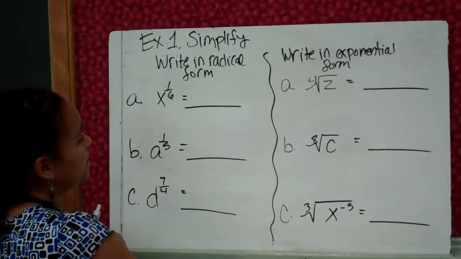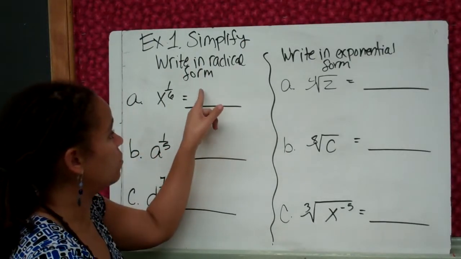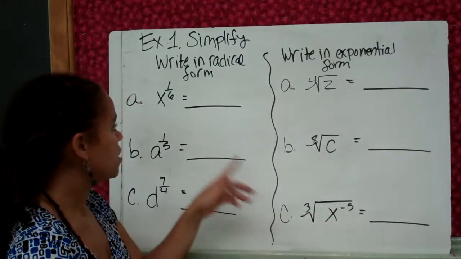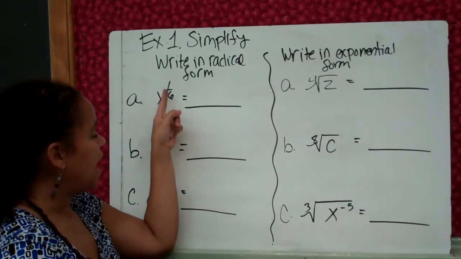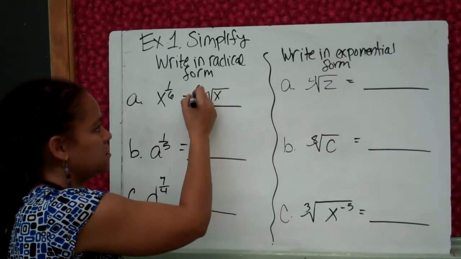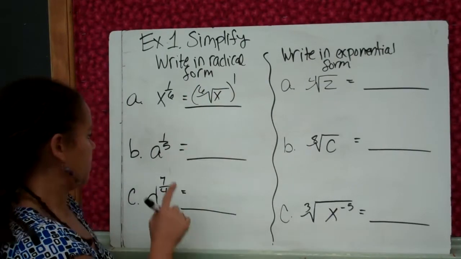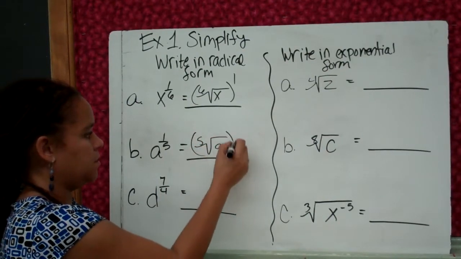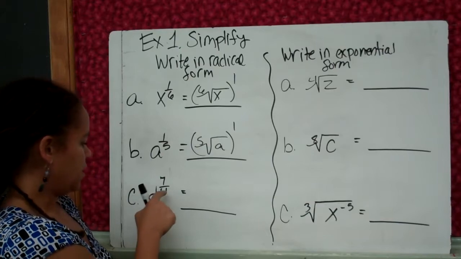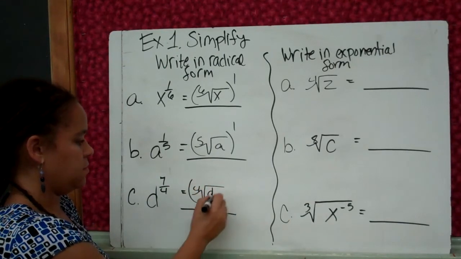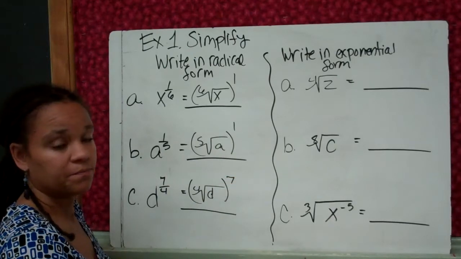So example 1, we want to simplify. I want you to write these in radical form over here, and then write them in exponential form over here. So it should move pretty quickly. X to the 1/6, of course, that's the 6th root of x to the first power. A to the 1/5, 5th root of a to the first power. D to the 7/4, 4th root of d to the 7th power.